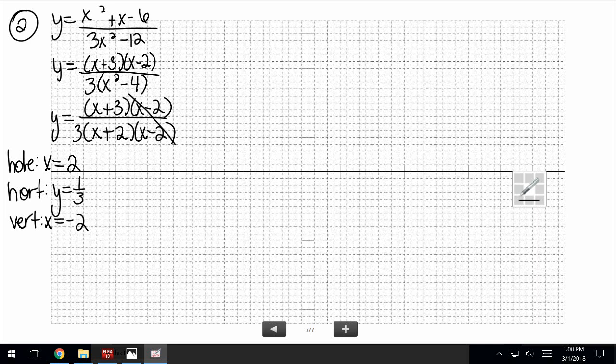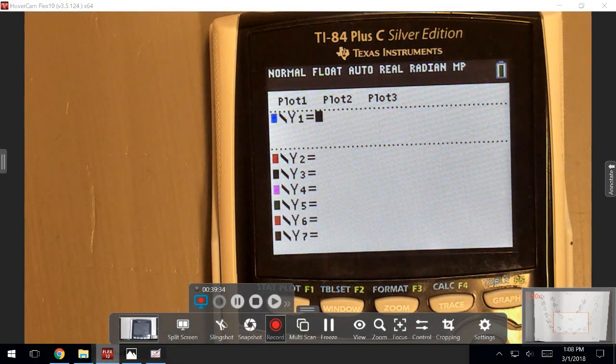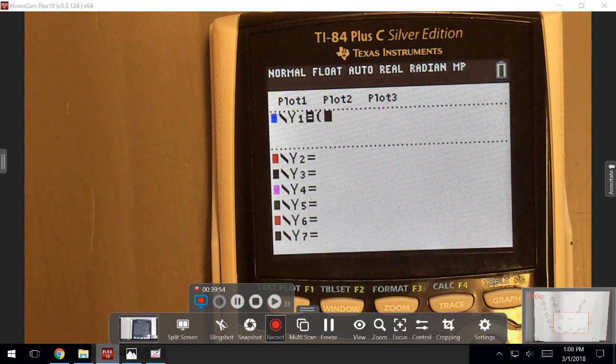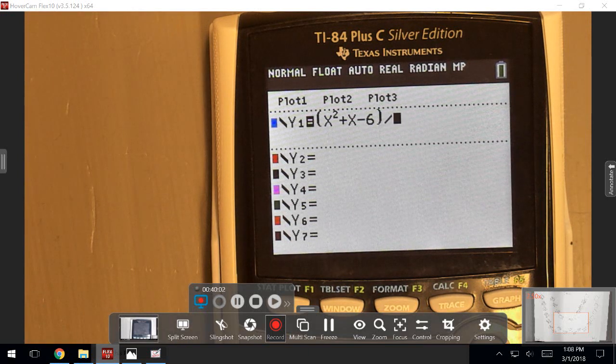Go to your calculator. Go to y equals. Clear it out. All right. Now you're going to use parentheses around the whole numerator. The hole was at x equals positive 2, yeah. What was the numerator? X squared plus x minus 6. All right. And then I close my parentheses after my numerator, and then I hit divide. And I'm going to use parentheses again for my denominator. What was it? 3x squared minus 12? Okay.